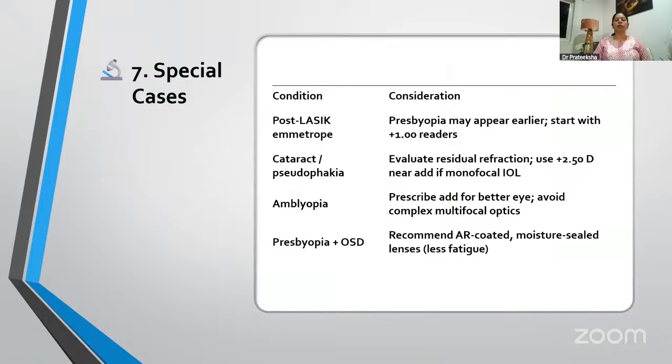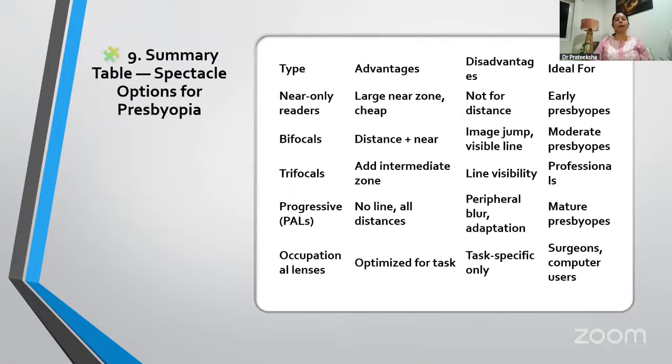So again, this table shows the special cases. Post-LASIK emmetropes: presbyopia may appear earlier, start with +1. Cataracts and pseudophakias: evaluate residual refraction, use plus 2.5 near add if monofocal. Amblyopia: prescribe the add for the better eye, avoid complex multifocal optics. Presbyopia plus ocular surface disease: recommend anti-reflective coated, moisture-sealed lenses, less fatigue.